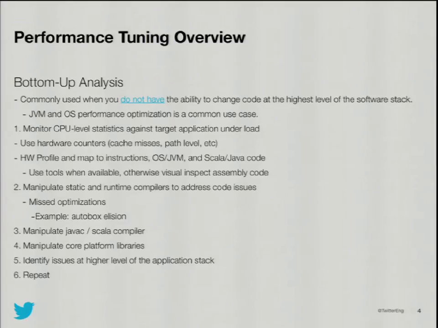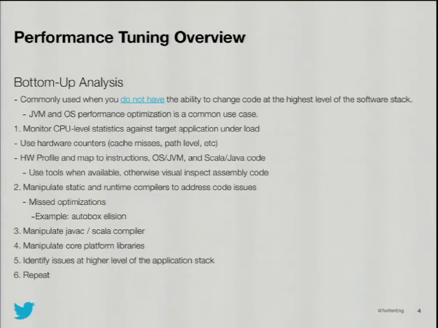The second general approach is a bottom-up analysis approach. You go down this path when you don't have control of the upper layers of the stack. This is really the approach that's taken most often when you're doing JVM and OS performance optimization. So if you're trying to optimize for the JVM, you will take a bottom-up approach to understand what's happening at the lowest levels of the stack and how you can influence that.